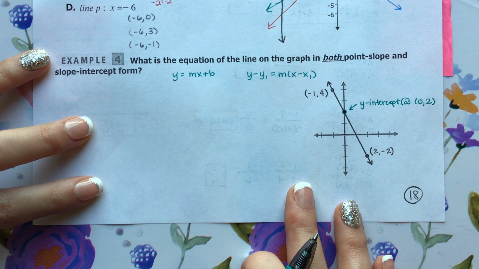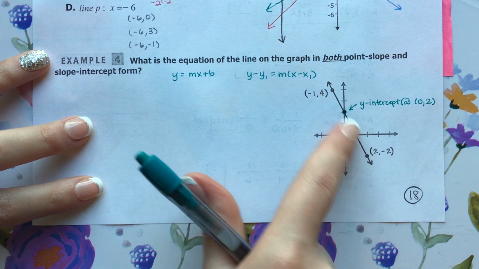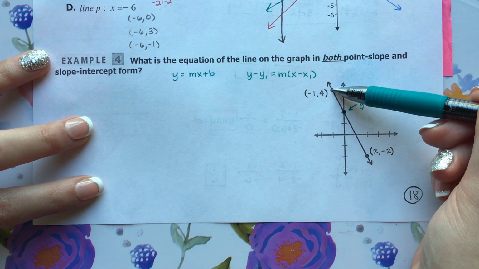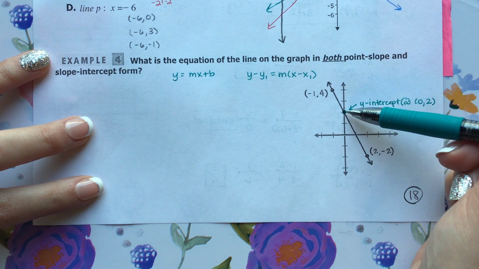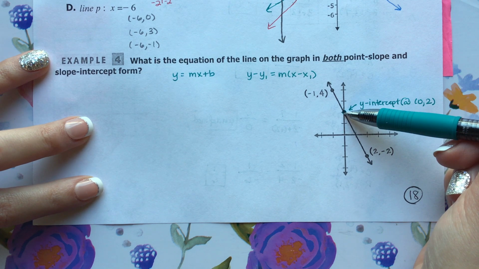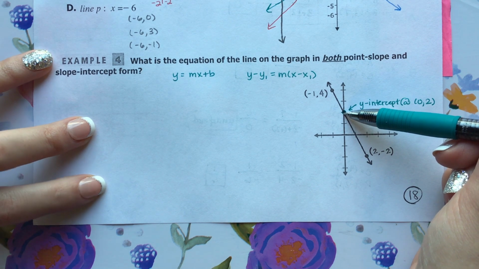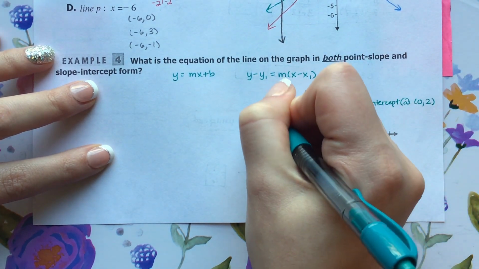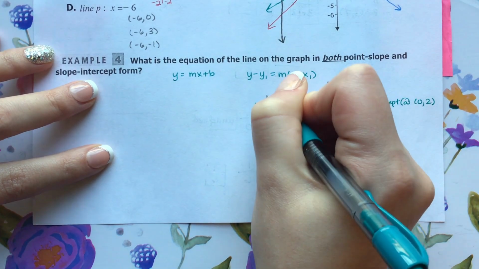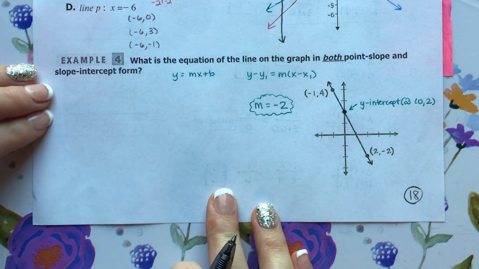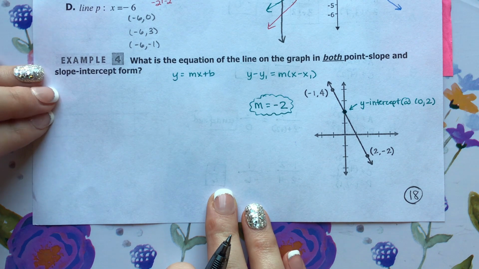Can I calculate the slope? Yes, I can. I can count from 2 points, and that's going to get me my slope. So if I were to go from point -1, 4 to the y-intercept right here, that would be down 2 over 1, or -2. So I'm going to say m is equal to -2, and I'm going to put a little cloud around it because that's important information for when we're writing our formulas.